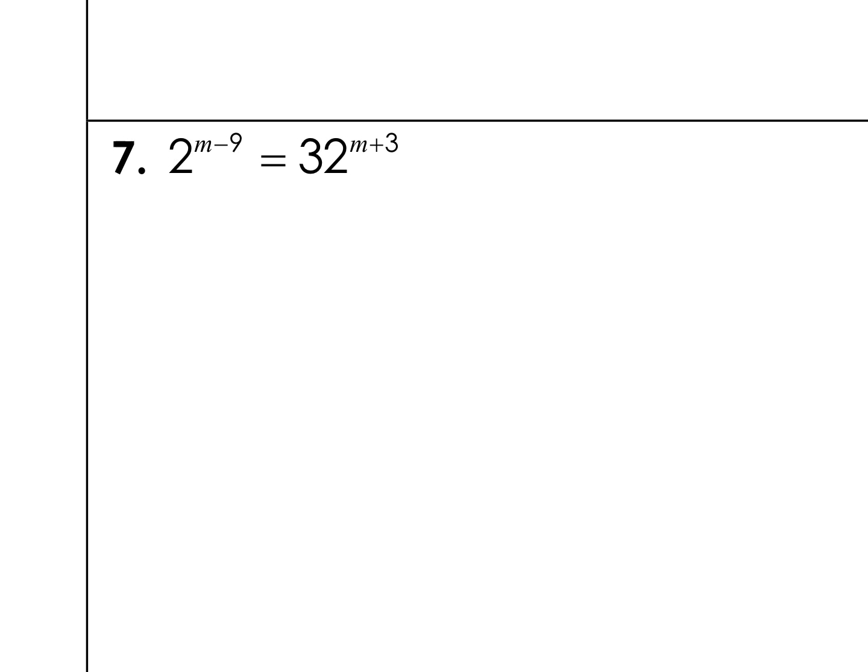All right, is number 7 with a common base, or can one of those become a common base? The 32 can be a base too, can't it? Do your bases: 2, 4, 8, 16, 32. So what's that number? 5. So 2 to the m minus 9 equals 2 to the 5. But at the same time, it's equal to the m plus 3. Okay.